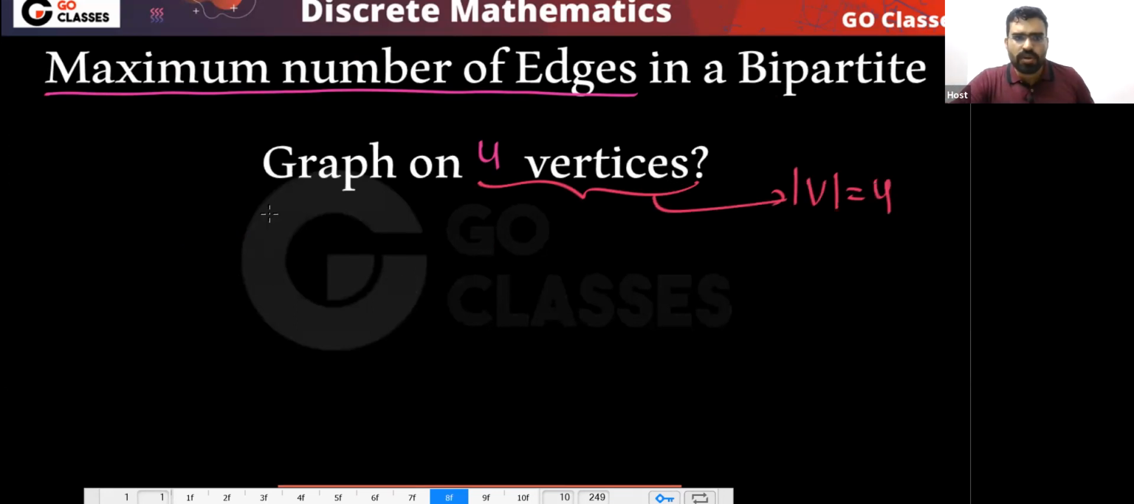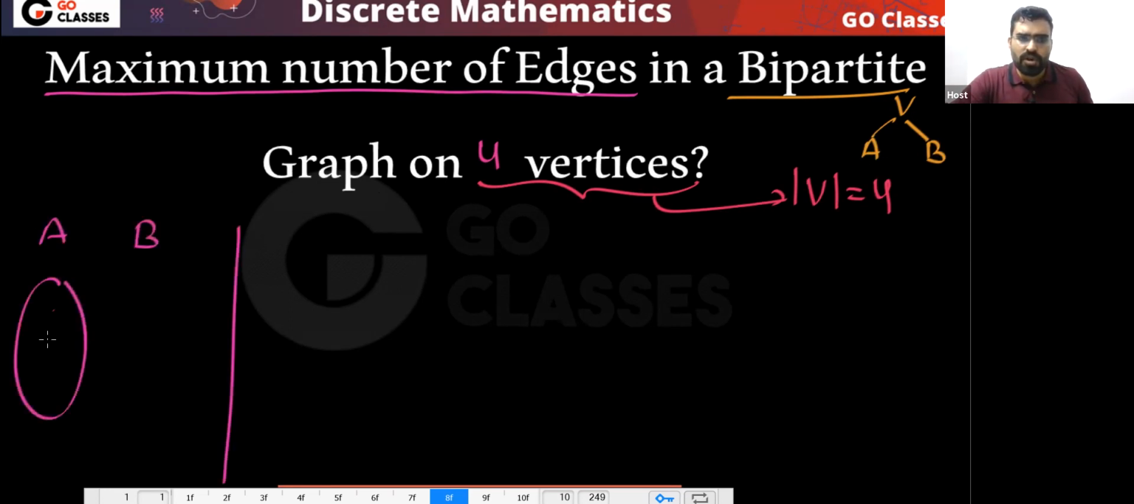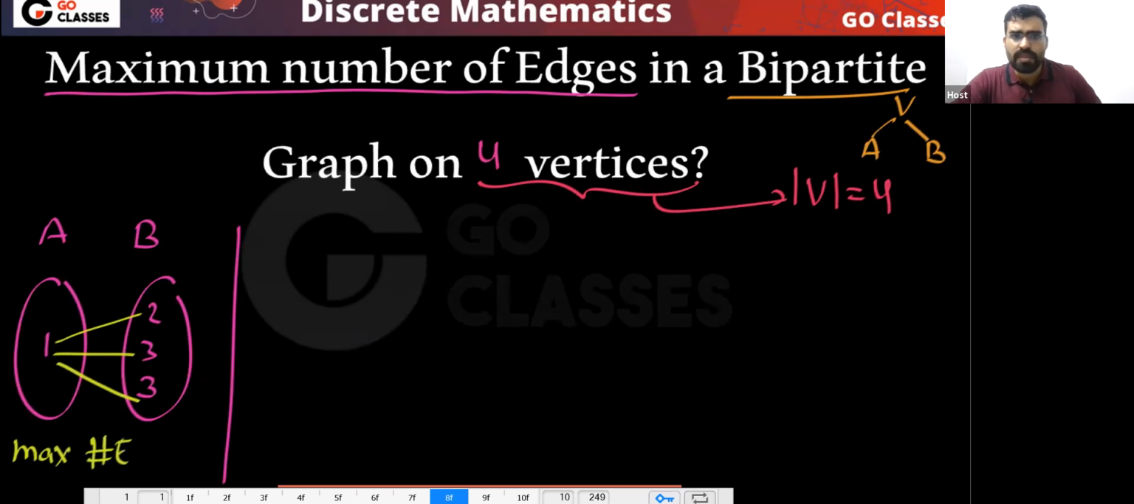But we don't know the parts. Because this is a bipartite graph, this vertex set we divide into two parts, A comma B. Now, if I give you particular A and B, for example one vertex here and 3 vertices here, then tell me what is the maximum number of edges you will get. If one vertex here and 3 vertices here, then the maximum number of edges will be 3.